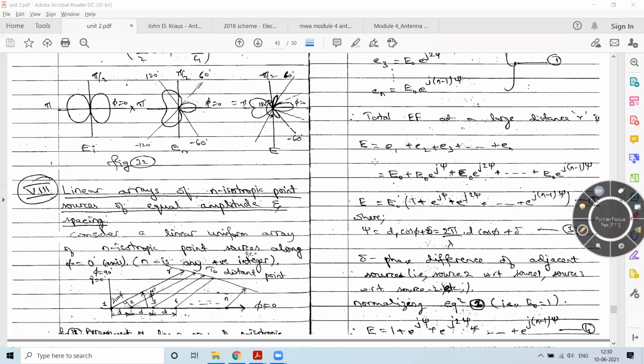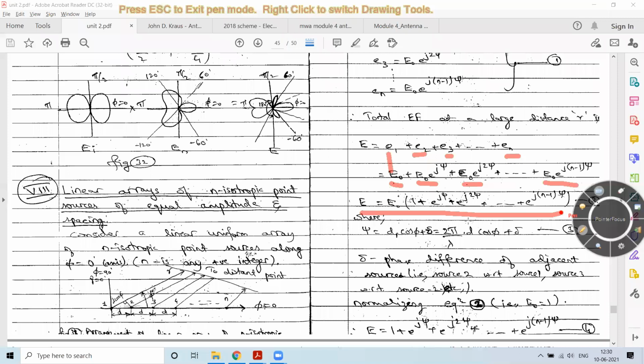When we substitute these values in this equation, E1 is given as E0 angle 0, so e raised to j 0 is 1. Therefore, this is E0. E2 is E0 into e raised to j psi, plus E3 is E0 into e raised to j 2 times psi, and so on up to plus En, which is E0 into e raised to j n minus 1 into psi. So now you take E0 common. When you take E0 common, the equation will be simplified in this form.